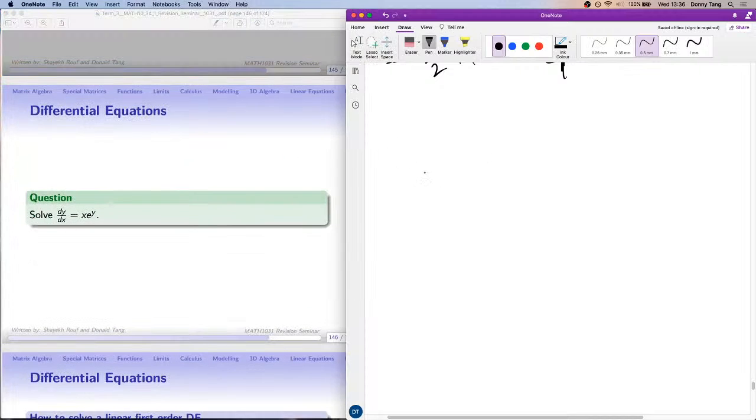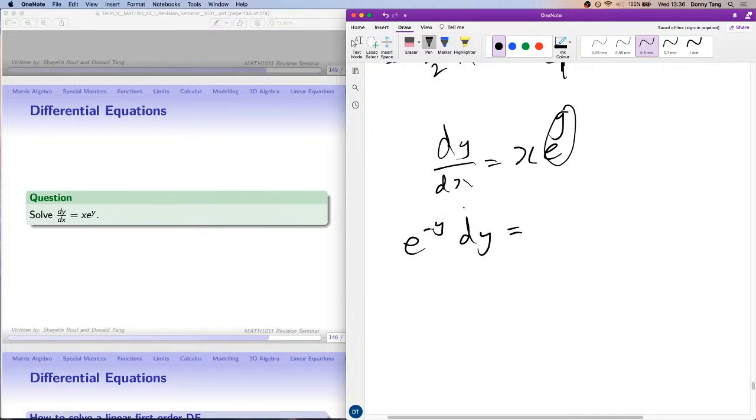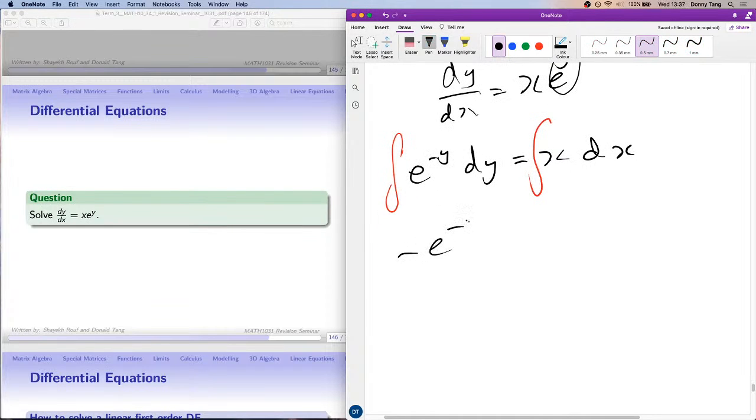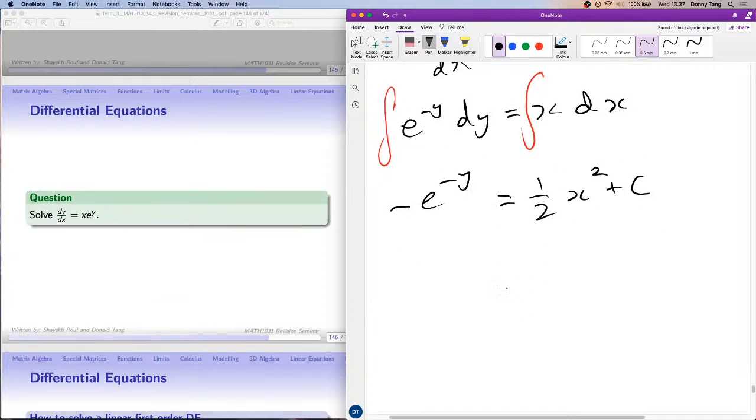For example, dy/dx equals x e to the power y. What we're going to do is move the y's onto the y side. So this is going to be e to the power negative y dy, and we're going to move the x's onto the x side. And then you can integrate both sides, like so. Apply the integration sign. This is going to be negative e to the power negative y, and this is going to be half x squared plus c. All right, and then what you want to do is express everything in terms of y. So in this case, we're going to apply a log law. So it's going to be ln.